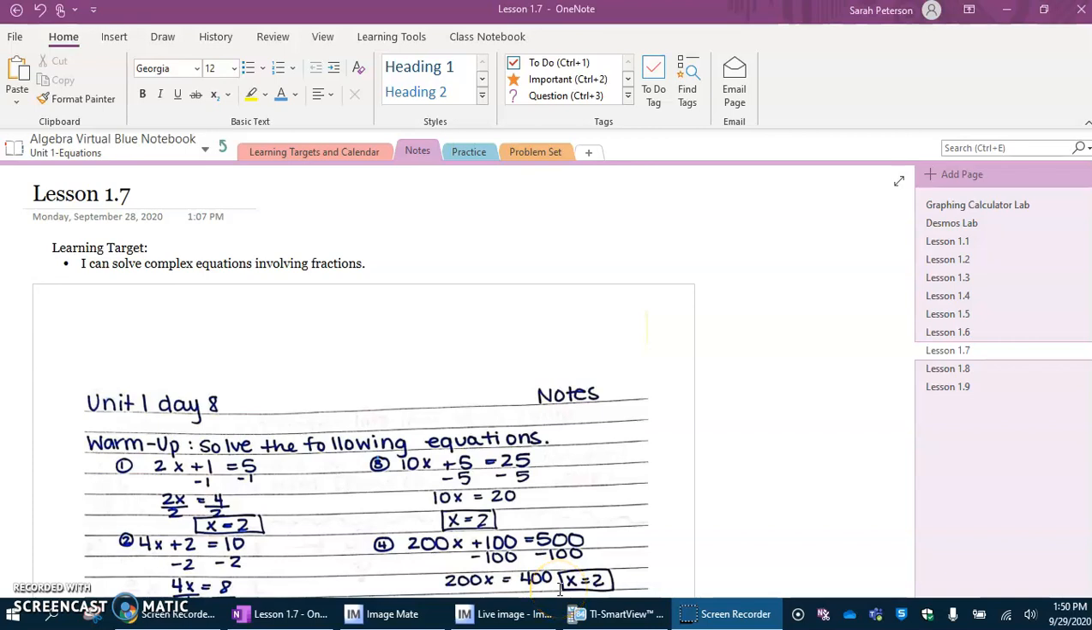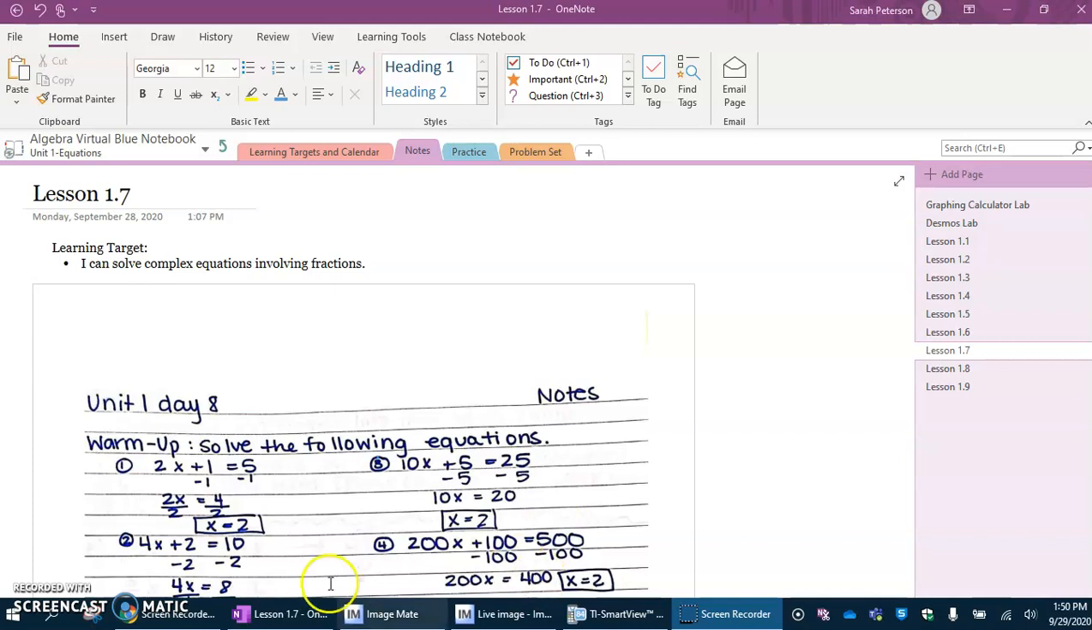Okay, so in this video, I'm going to show you lesson 1.7, and the learning target for this lesson is I can solve complex equations involving fractions. So today we're going to solve equations with fractions. I'm going to show you a couple different methods to do so.